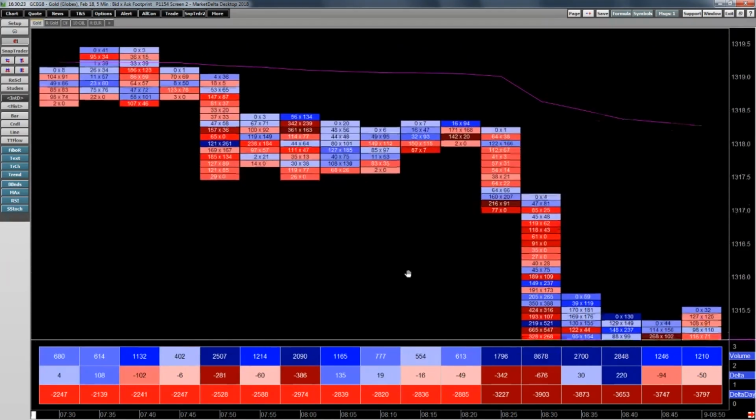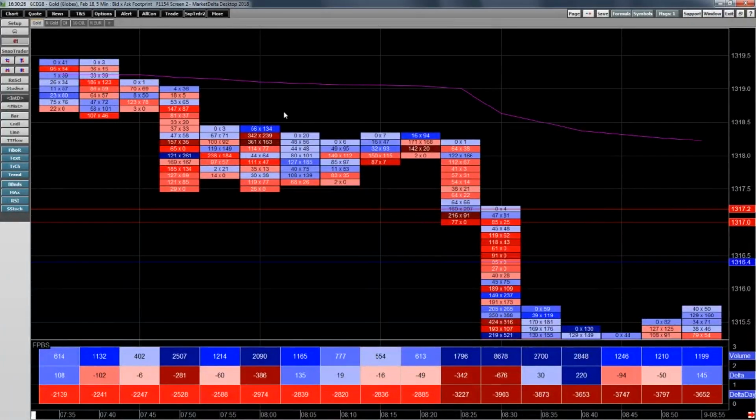So we have the gold footprint. This is a 5-minute rotation. Note the market went into sideways mode. Now this is so typical. This is classic, like a textbook example.